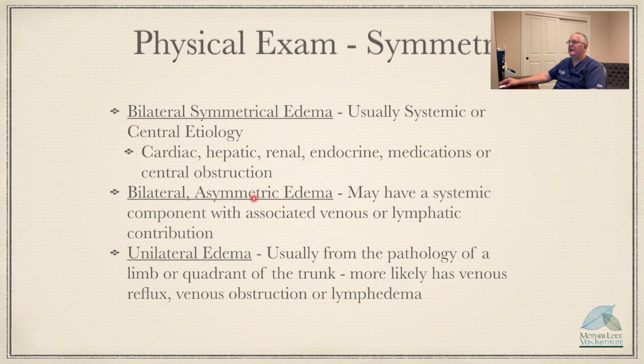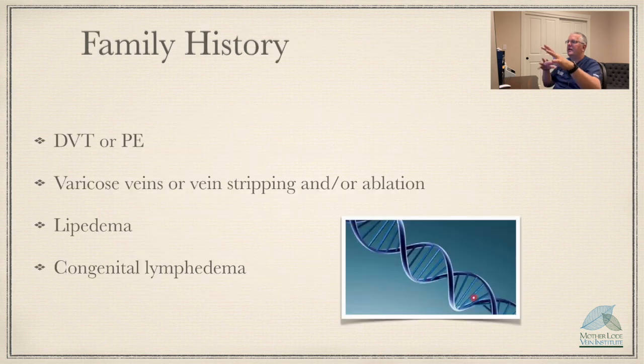It can be bilateral, but then it's worse on one side than the other. And that's when you start to get into these mixed things where maybe the patient has a little bit of lymphedema, but then they also have congestive heart failure. So they may have congestive heart failure, but then their lymphedema or their venous reflux may make the left side worse than the right or something. So there's nothing to say that you can't have both a systemic thing going on as well as a localized thing going on in one leg.